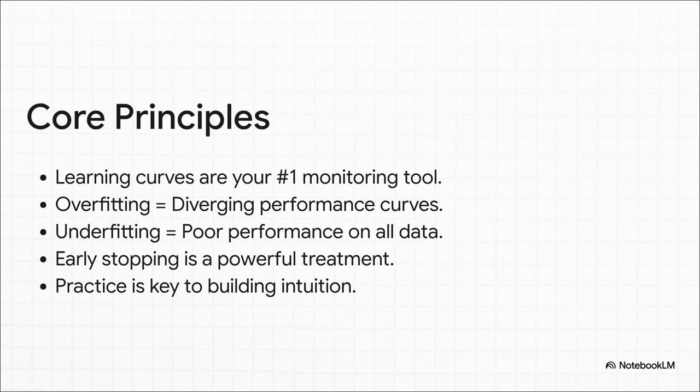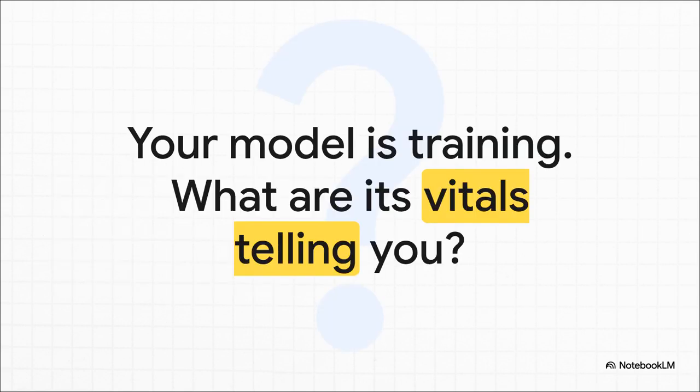But you know what? The most important thing is this. You get good at this by doing it. Reading the signs becomes second nature with practice. You just have to train models and watch what happens. So the next time you hit that train button, don't just minimize the window and walk away. Pull up those learning curves, look at them closely, and ask yourself this one simple question. What are my model's vitals telling me? Because now you actually know how to read the answer.